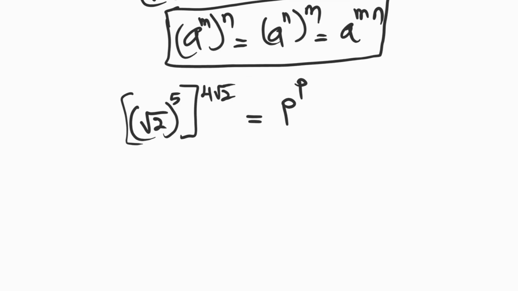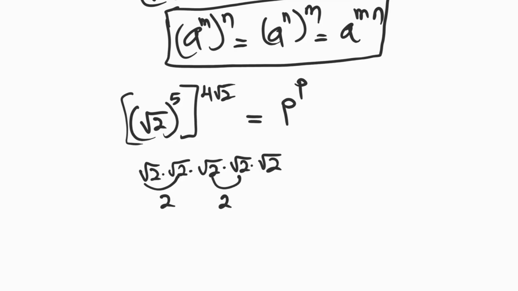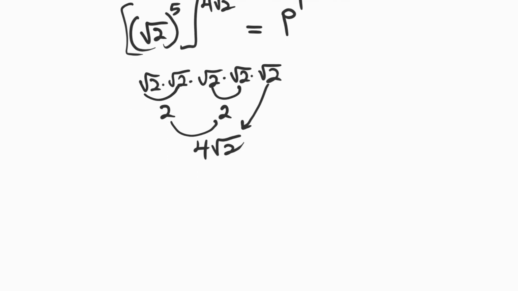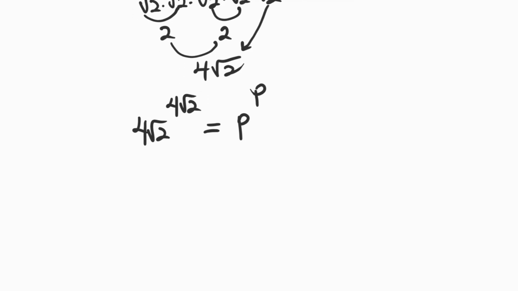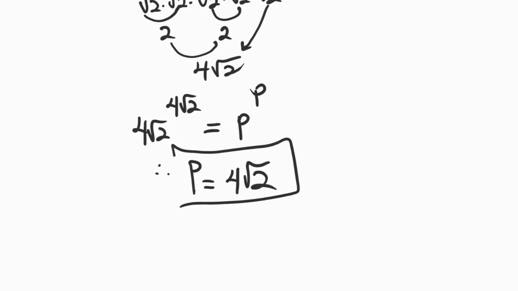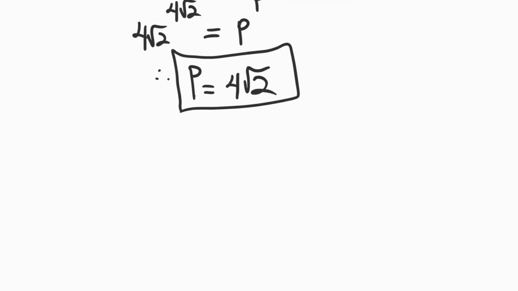Now, what is root 2 raised to the power 5? That is root 2 times root 2 times root 2 times root 2 times root 2. Root 2 times root 2 will give us 2. Root 2 times root 2 will give us 2. 2 times 2 will give us 4 root 2. So now we have 4 root 2 raised to the power 4 root 2 equals p raised to the power p. Therefore, the value of our p is 4 root 2. And this is the answer to our question.